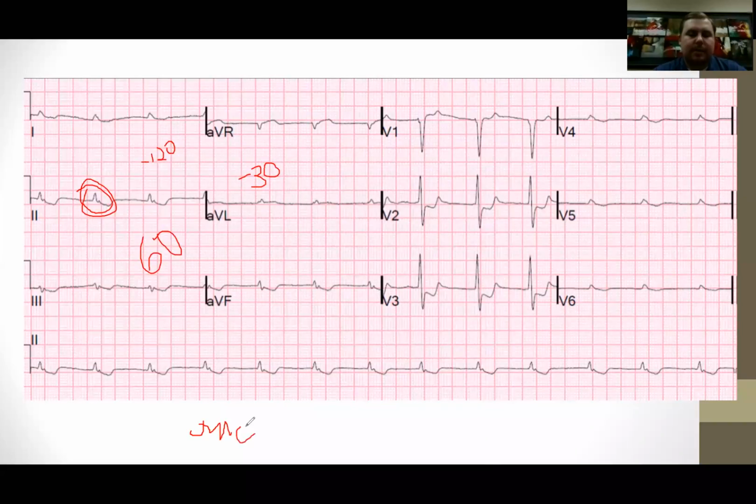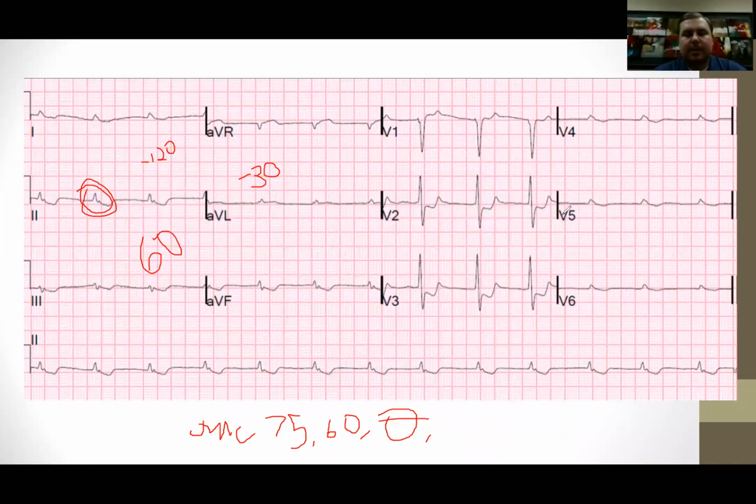I don't think anybody can read what I just wrote. So junctional at a rate of 75. Axis is 60. Intervals, I don't have a PR, so ignore that. So I look for my QRS, which is 1 to 2.5. So just under, wide QRS. QT looks normal. So our intervals are normal, excluding that absent PR interval.